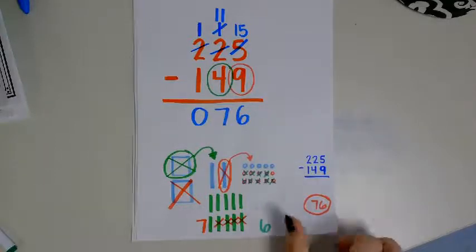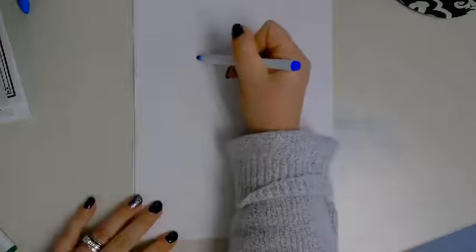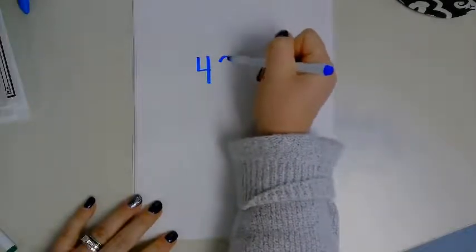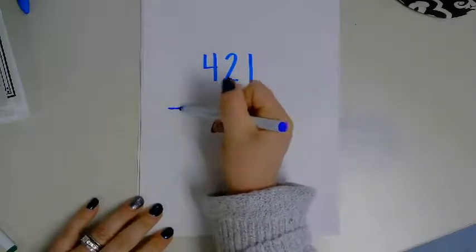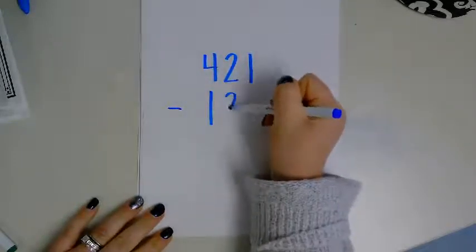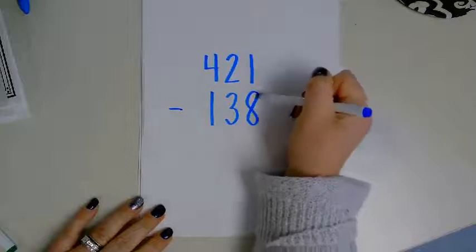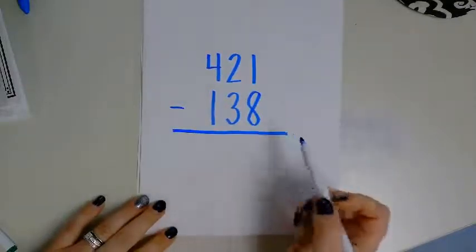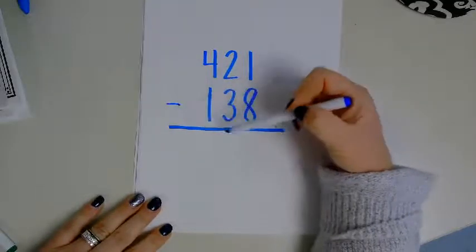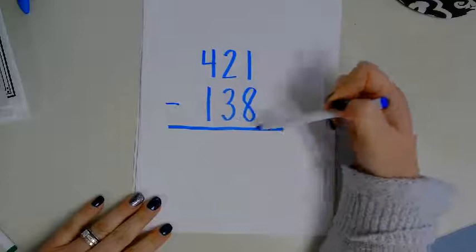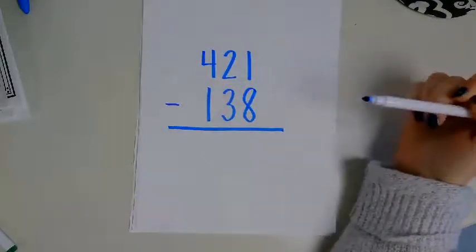All right, let's do another one. Let's do the problem 421 minus 138. When you write this on your boards, you not only need to have the 2 numbers, but you need to have the subtraction sign, and you need to have this line down here. This is the equals line. Pause and make sure you have that.